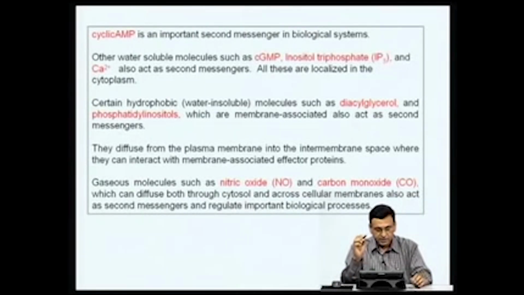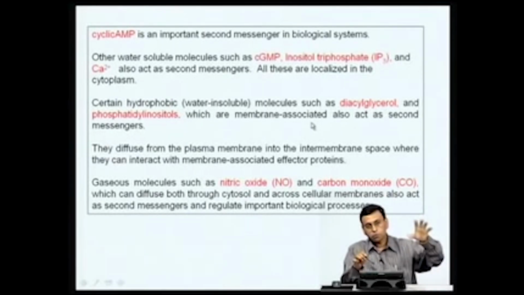Now, cyclicAMP, as I said, is a very important second messenger molecule, and in addition to cyclicAMP there are also many other second messengers which are operating in living systems. Some of them are shown in red here. For example, cyclic GMP is another cyclic nucleotide, and inositol triphosphate or IP3, as well as calcium, also act as second messengers. In the next class we will discuss the mechanism by which these molecules function as second messengers, and certain hydrophobic or water insoluble molecules like diacylglycerol and phosphatidylinositols, which are membrane associated, also act as second messengers.